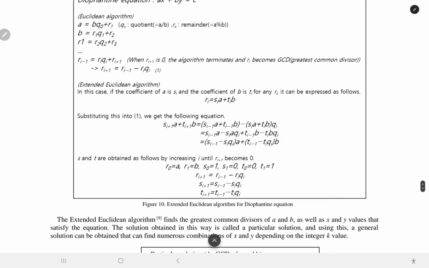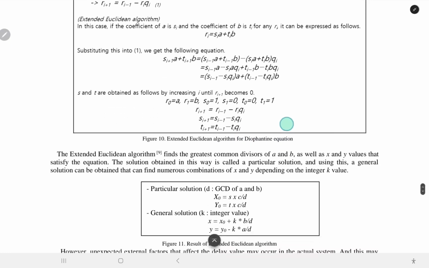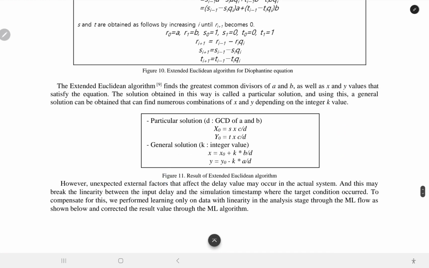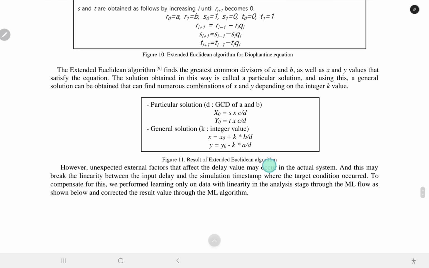Figure 10 shows the extended Euclidean algorithm for the Diophantine equation. The extended Euclidean algorithm finds the greatest common divisor of A and B as well as X and Y values that satisfy the equation. The solution obtained in this way is called a particular solution, and using this, a general solution can be obtained as a combination of X and Y depending on the integer value k. Figure 11 is the result of the extended Euclidean algorithm.